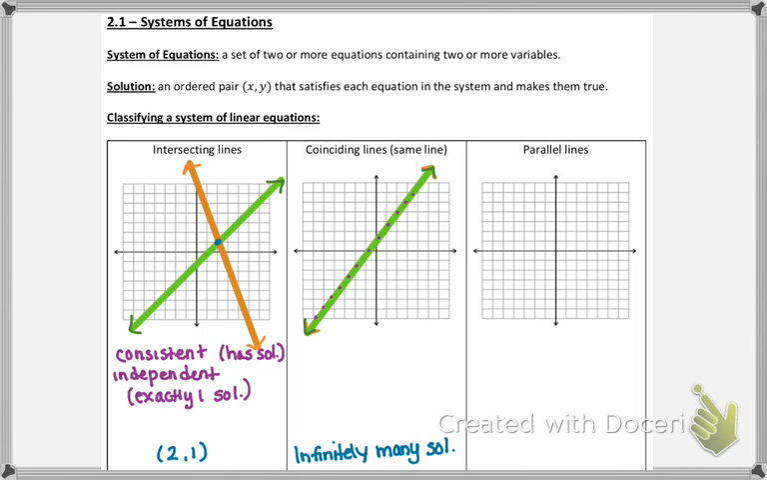Okay, and then when we classify using vocab, we say that this system of linear equations is consistent because it does have a solution. So consistent means it has a solution. And dependent, meaning that there are infinitely many solutions.